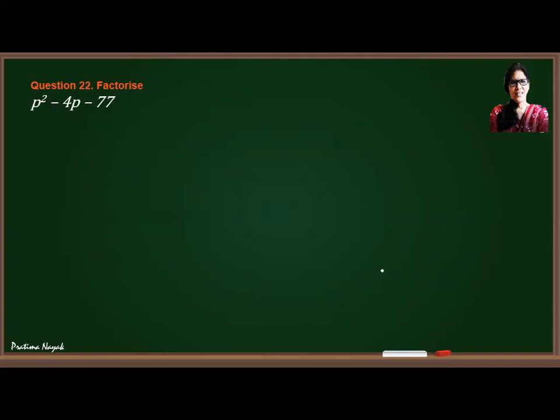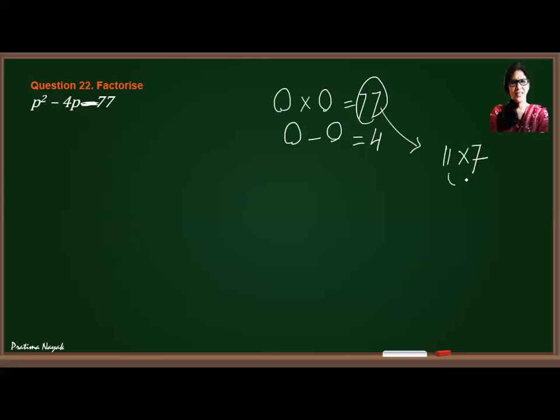Next, p square minus 4p minus 77. Same thing, multiply two numbers giving you 77, and there is a negative before the constant, so the same numbers subtracted give you 4. In the multiplication table, 11 into 7, and do you get 11 minus 7, 4? Yes.